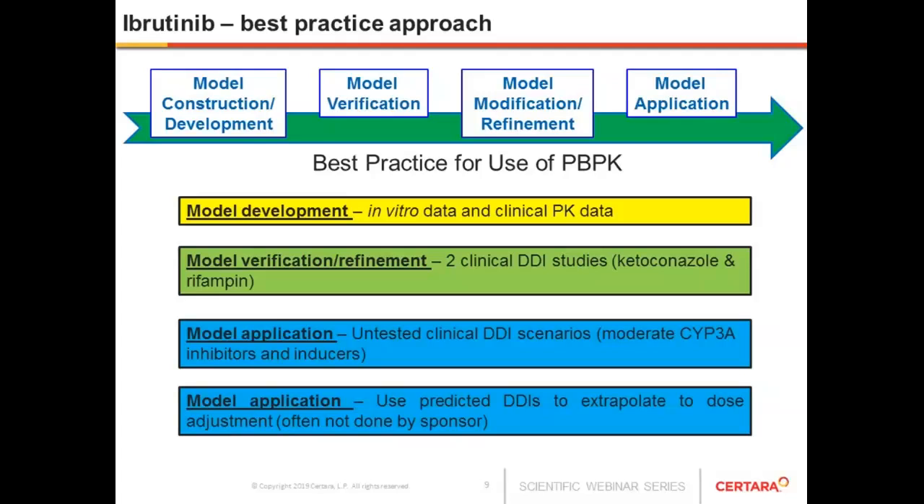What I'll show you on the next slide is how they verified their model and used it to look at 2 clinical DDI studies. In this case, they were looking at ketoconazole as an inhibitor of CYP3A and rifampicin as an inducer. Then they applied this model to untested DDI scenarios, looking at moderate inhibitors and inducers, and going further, looking at what sort of dose adjustments might be required.